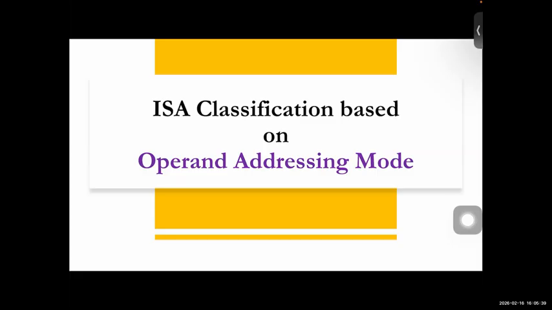the ISA classification is based on the operands' location, whether they are in the register, in the accumulator, in the stack, or one operand from the register and one operand from the memory. So finally, we looked at the register-based instruction set architecture and register-memory-based instruction set architecture with an example.